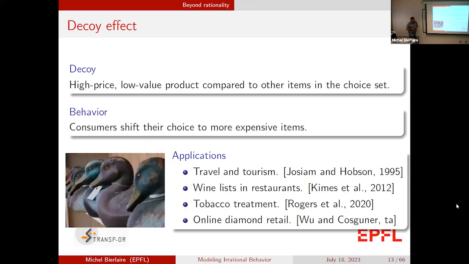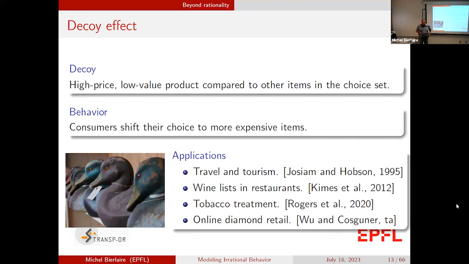So as I said, this is called a decoy. In marketing, this is a high price, low value product, which is compared to the other items in the choice set. And it is used to shift the behavior of consumers to more expensive items. So I took the example of the wine list, but it happens in tourism, in diamonds retail, in tobacco treatment.